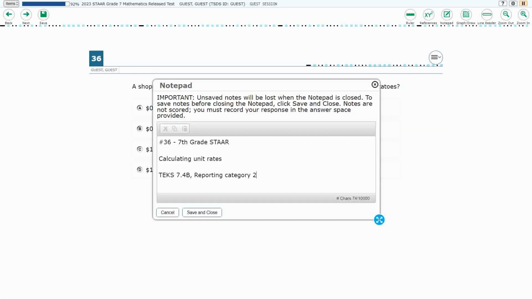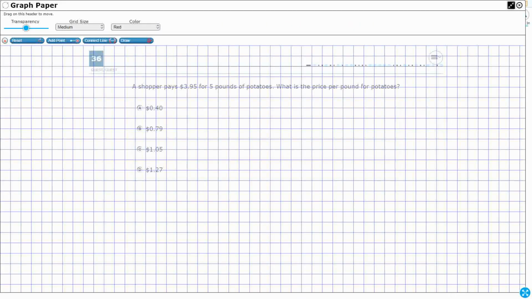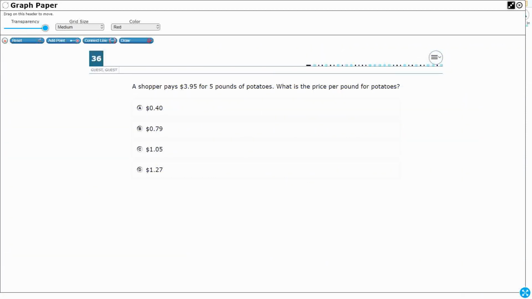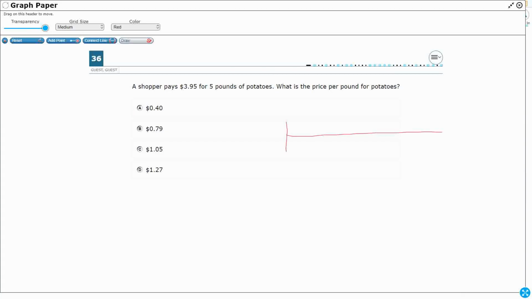For number 36, we are calculating unit rates. This is TEKS 7.4b in reporting category 2. Very simple problem here. Shopper is going to pay $3.95 for 5 pounds. Right, so let's just draw a strip diagram here. So I've got $3.95, right, and then I've got 5 equal pounds. What is the price per pound?